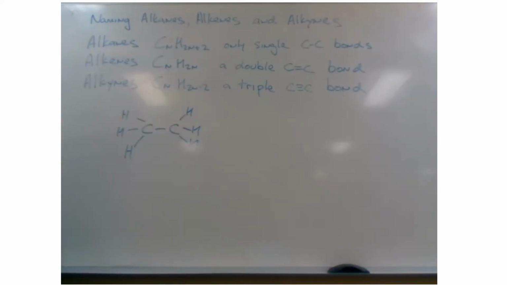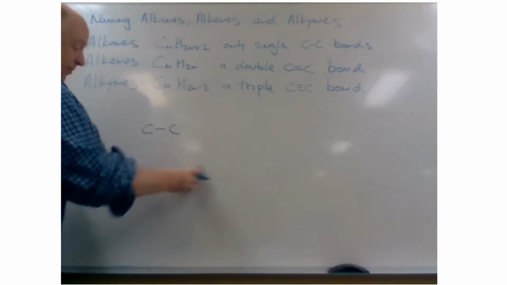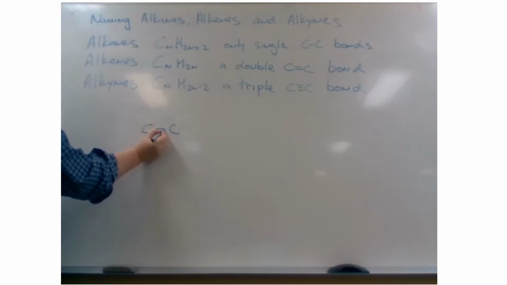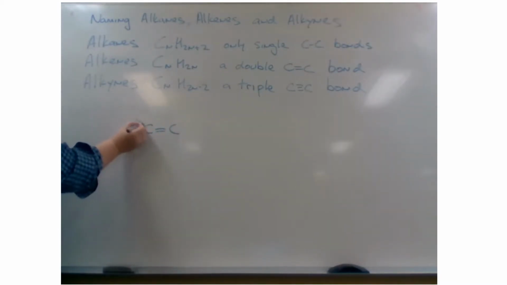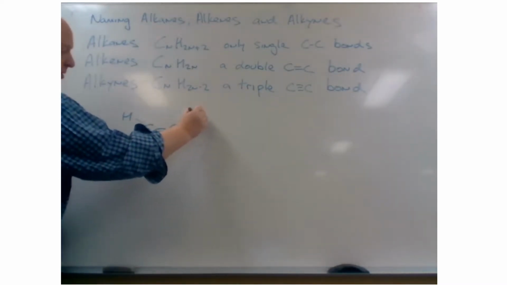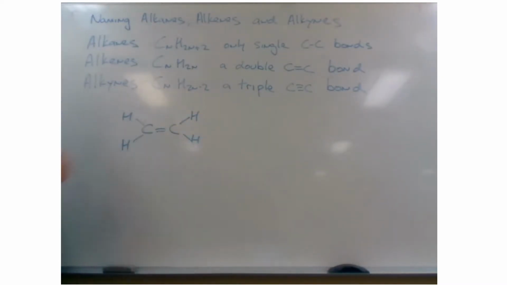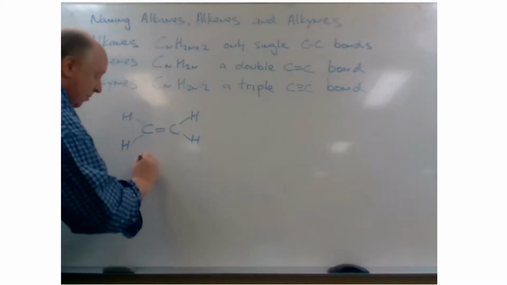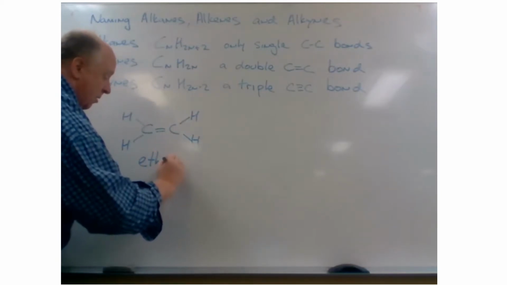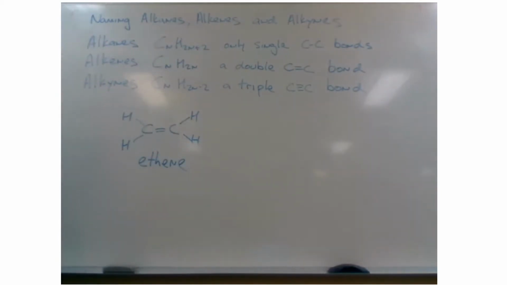That's ethane. Now, of course, we can have a hydrocarbon that has a double carbon-carbon bond. So let's remove these hydrogens for the moment. We're going to put in a double bond, and then to satisfy the valency of carbon, being 4, I can then only put 2 hydrogens bonded to each carbon atom, and now we have ethene. Ethene.